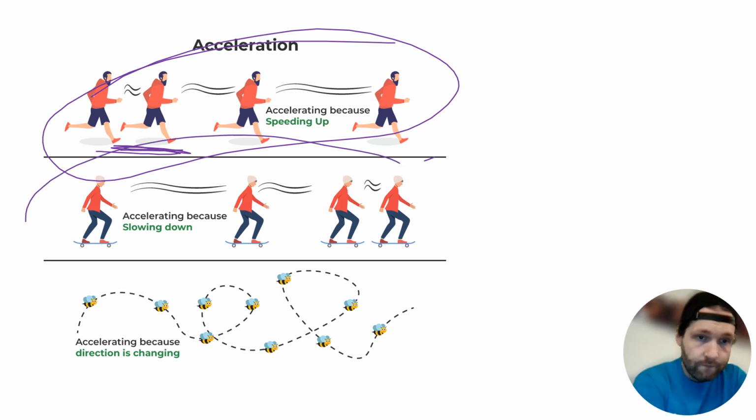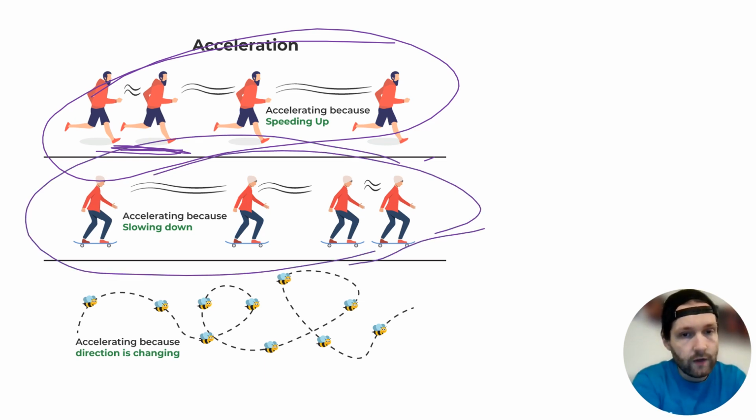On the other hand here, we've got something near and dear to my heart. We've got some skateboarding. We've got this individual, the effects of friction are causing them to slow down. Yeah, their velocity is decreasing. The magnitude of the speed is decreasing, so they're slowing down.